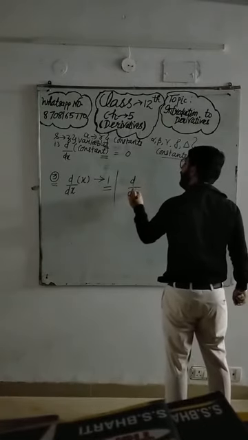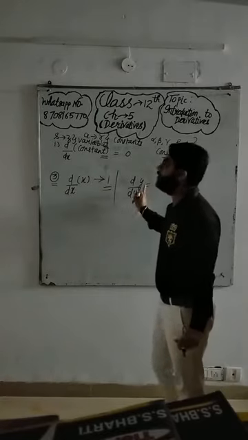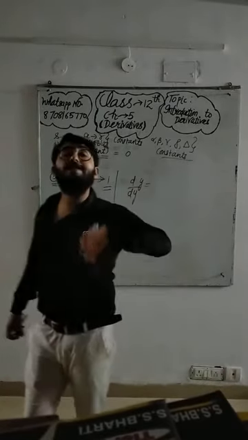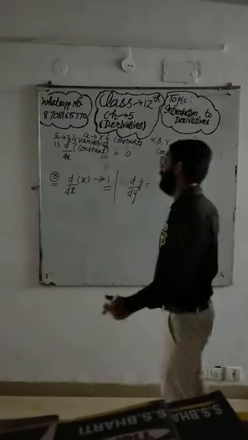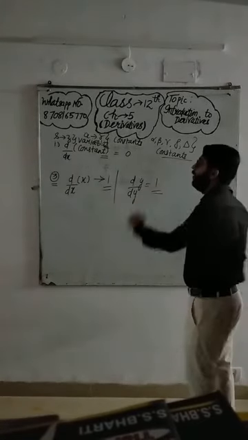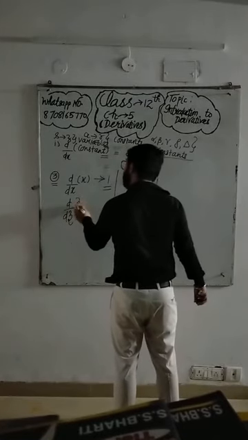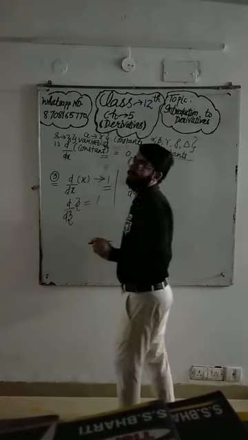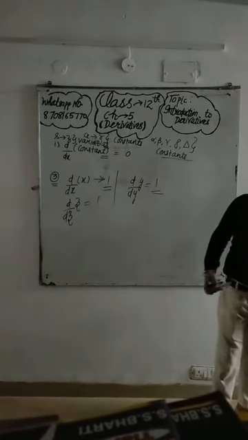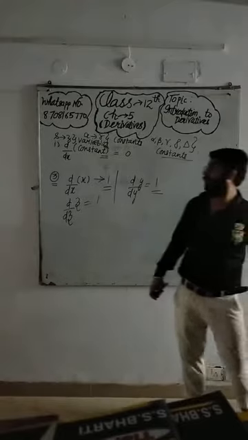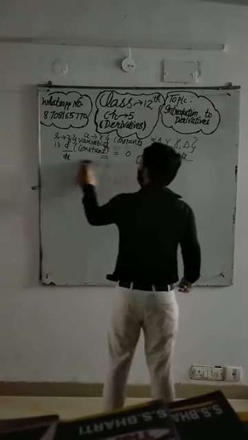d/dy of y. Whenever you differentiate a variable with respect to itself only, the answer is always 1. Suppose d/dz of z, the answer is always 1. Hope you have understood this also. Now I am proceeding towards the fourth one.